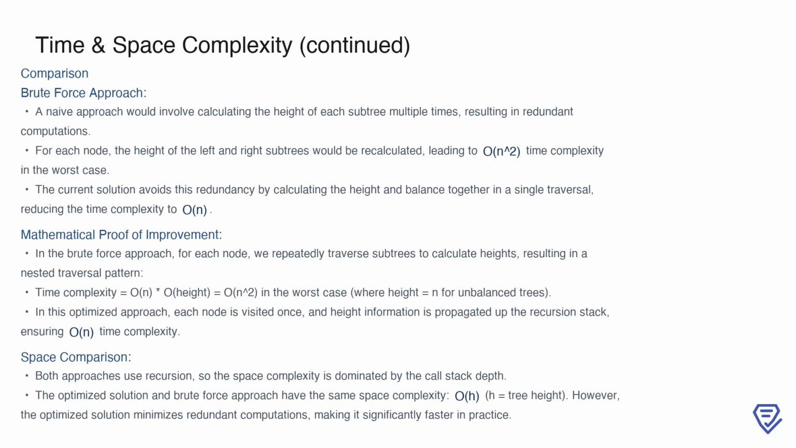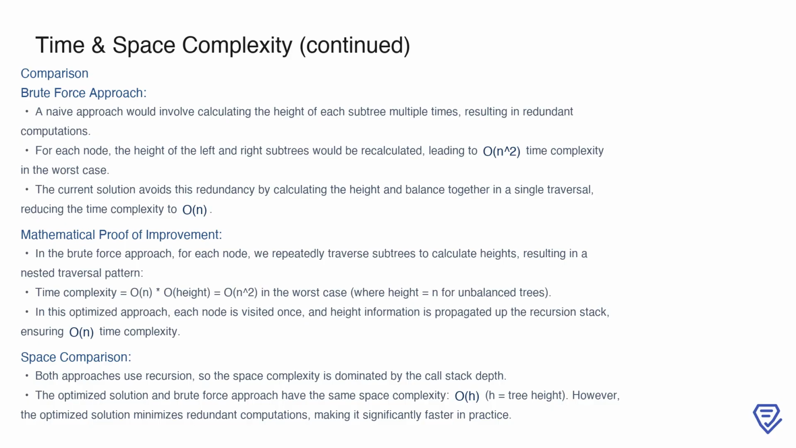Now let's compare this optimized approach to a brute force approach. In a naive solution, you would calculate the height of each subtree repeatedly, leading to significant redundant computations. For each node, the heights of the left and right subtrees would be recalculated multiple times. This results in O(n squared) time complexity in the worst case, as every node triggers a traversal of its subtrees. In contrast, the optimized solution avoids this redundancy by calculating the height and balance together in a single traversal, reducing the time complexity to O(n).